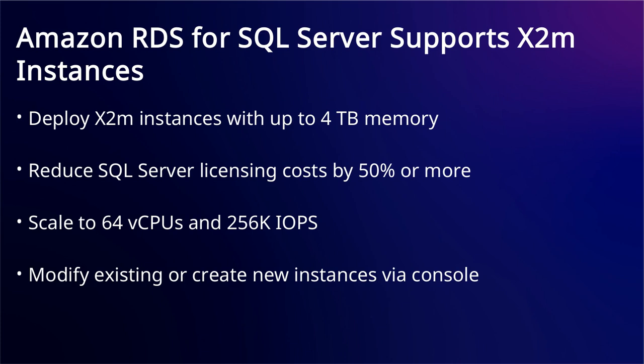The RDS Optimized CPU feature lets you reduce SQL Server licensing costs by 50% or more compared to X2iedn instances by optimizing the vCPU count while maintaining memory capacity. You can scale to 64 vCPU and 256K IOPS to handle performance requirements. You can modify existing instances or create new ones through the RDS Management Console, AWS SDK, or CLI. X2M instances support on-demand pricing and qualify for AWS database savings plans.